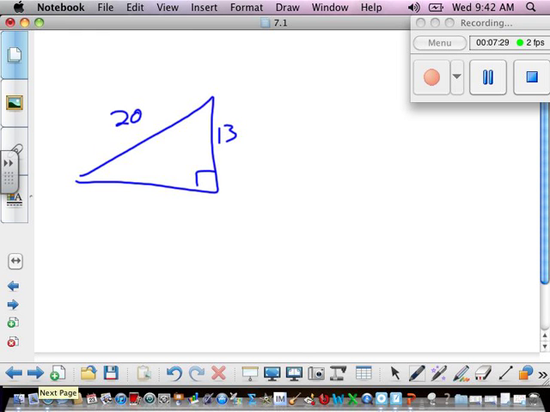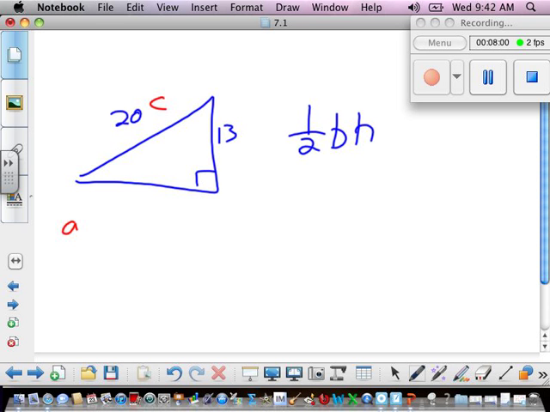Okay. Got my triangle. I want to find the area of the triangle. So what things do I need in order to find the area of the triangle? What's the formula for area, first of all? One half base times height. Do I have the base? No. Do I have the height? Yes. So I've got to find the base. How am I going to find the base? Using what? Pythagorean theorem. What is C?